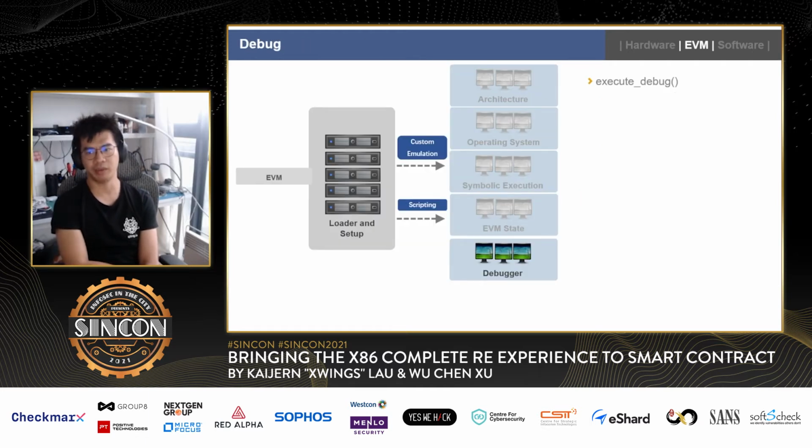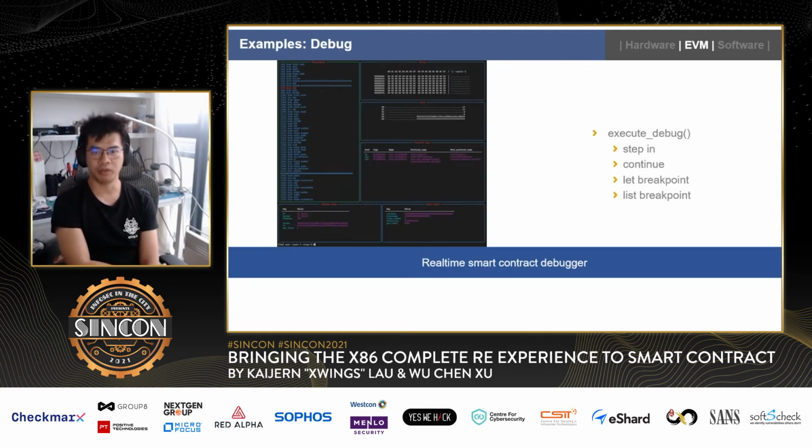And then of course, the last thing and the most important thing, it's the debugging mode. We have a very small debugger built into the Qiling framework that you can use to debug all the way from the x86 tools to the EVM code. Everything is built into one simple plugin, so you are able to step in, step over, continue, add breakpoint, list out the breakpoints, just like how you use GDB in an x86 environment.